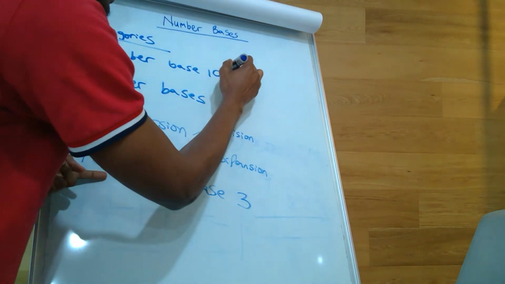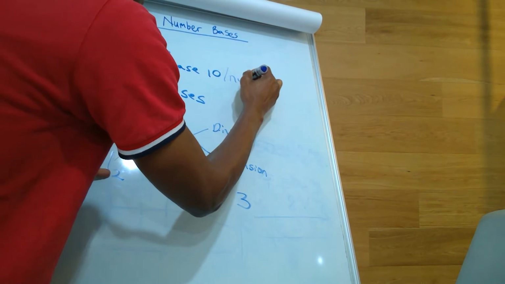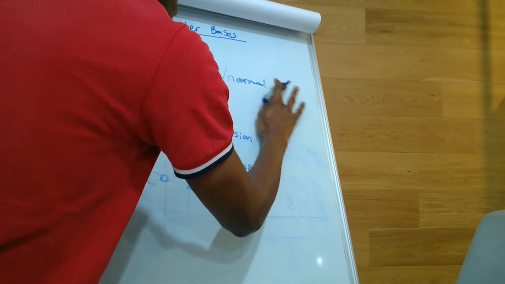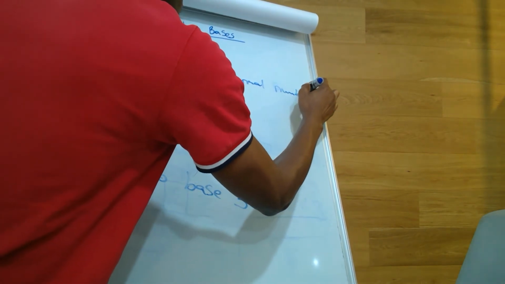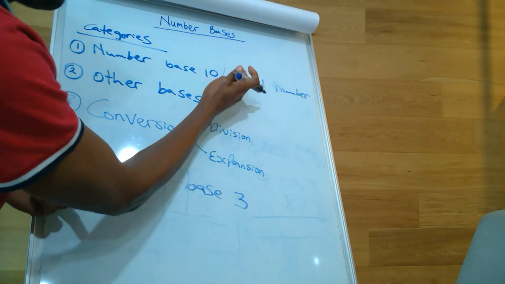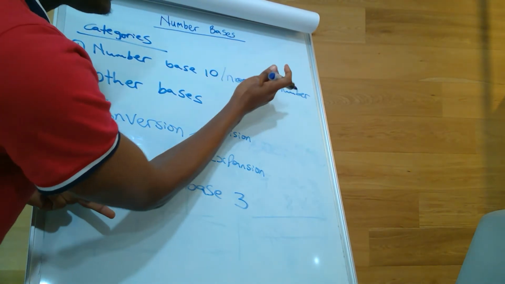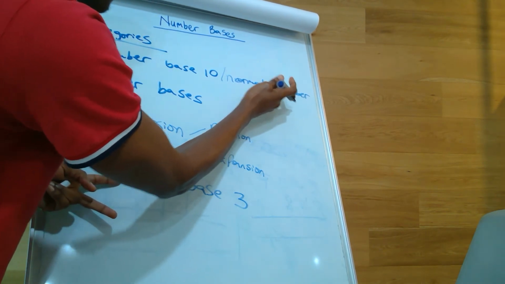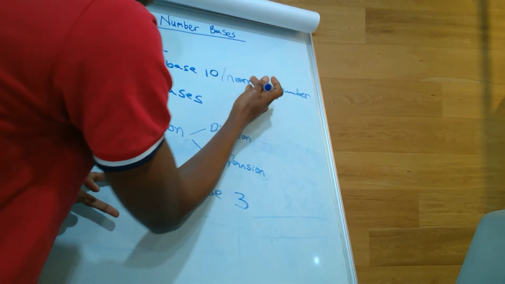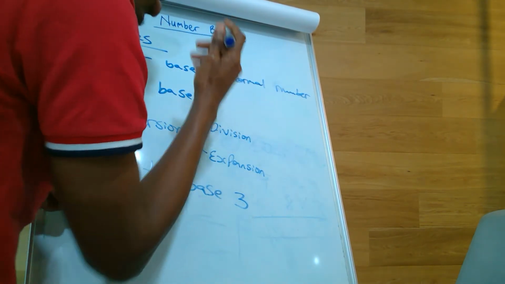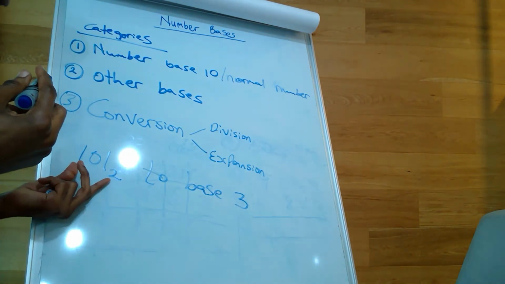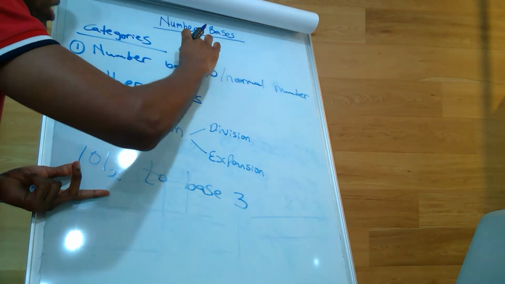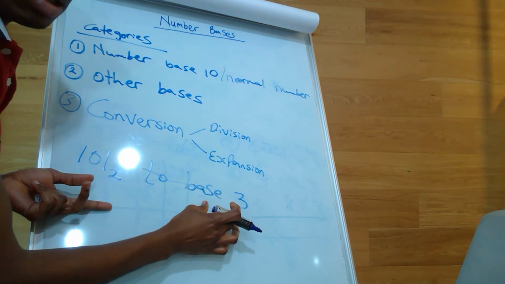Our base 10 is our what? Is our normal number. That is the normal number we used to deal with before, when you are doing your mathematics in your primary school and nursery school. Those numbers are in what? Base 10. If you understand those very well, know that you can't convert from base 2 to base 3 directly. You have to convert from base 2 to base 10 first, then you come back to base 3.